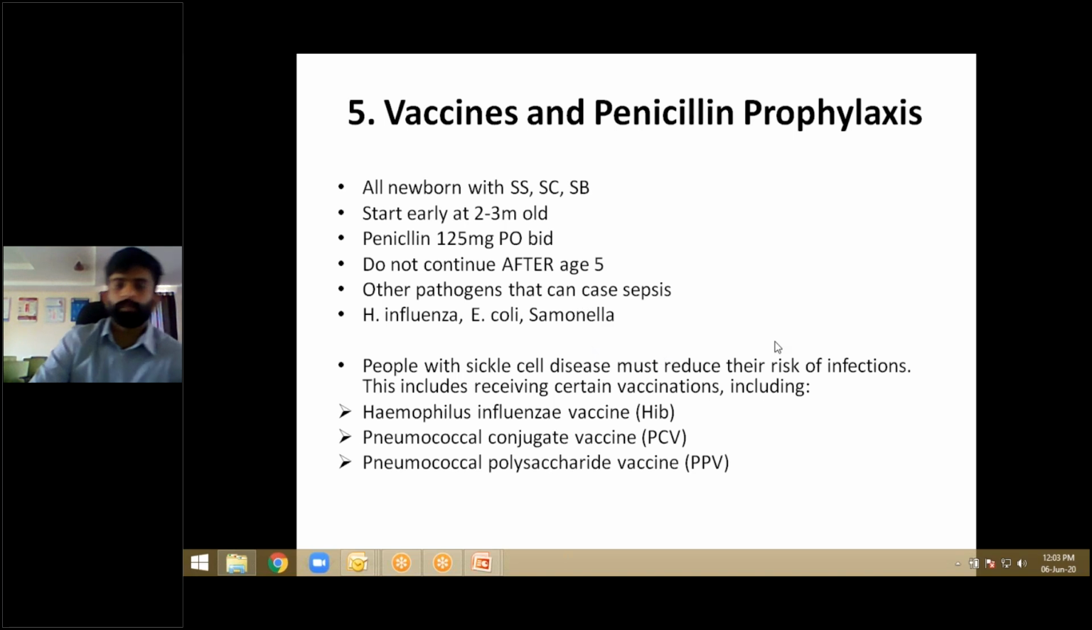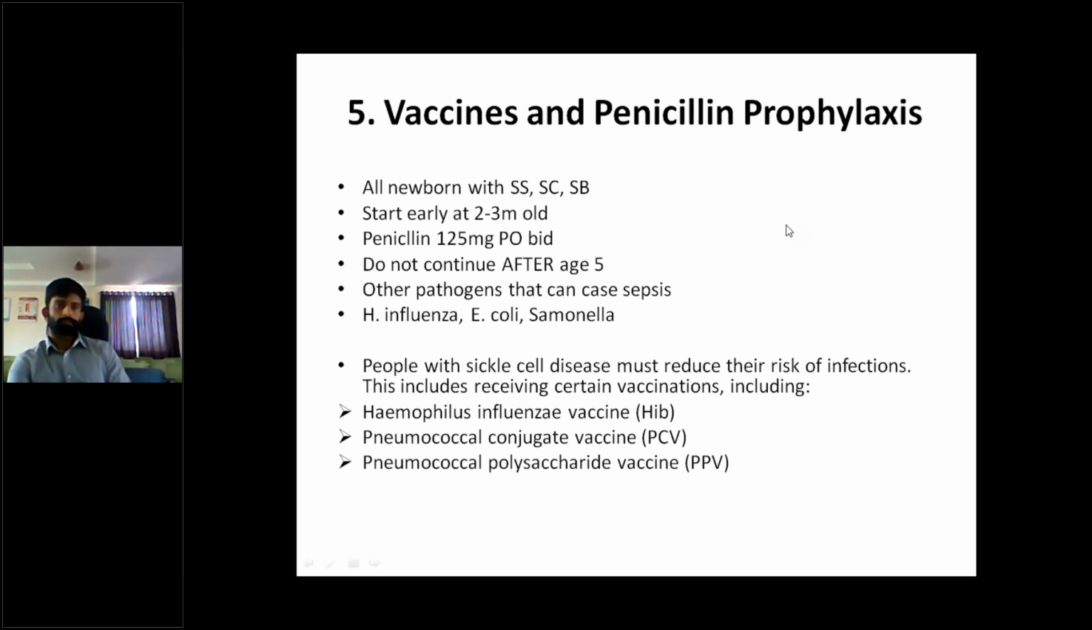Now, people with sickle cell disease must reduce the risk of infections. This includes receiving certain vaccinations like Haemophilus influenzae vaccine, pneumococcal conjugate vaccine, and pneumococcal polysaccharide vaccine (PPV). Now, the Universal Immunization Program contains pentavalent vaccine, DPT, Haemophilus influenzae, and also hepatitis. In addition to that, you have to add pneumococcal conjugate vaccine and pneumococcal polysaccharide vaccine in these particular children. So, this is the vaccine and penicillin prophylaxis for these sickle cell disease children.